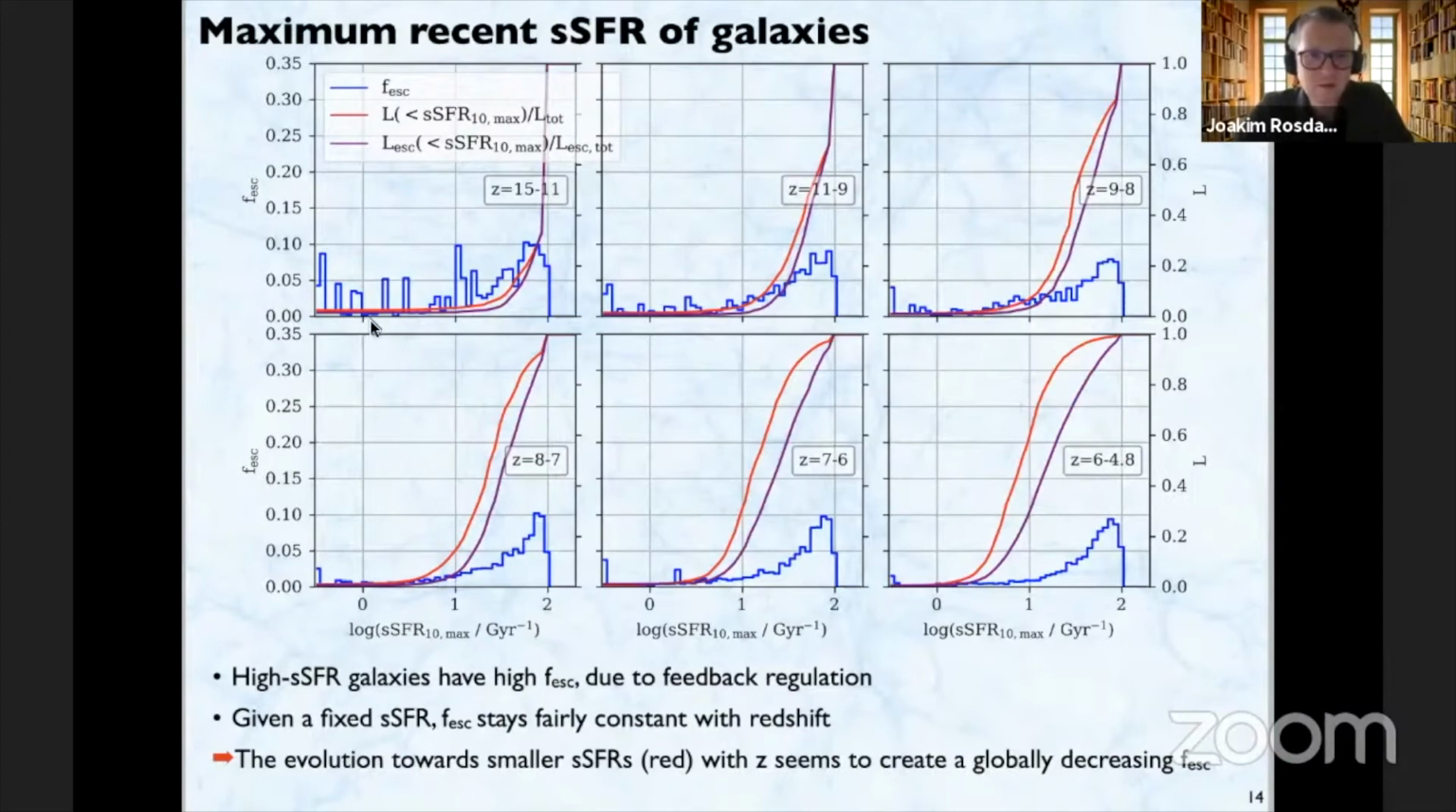If you look at the shape and the magnitude of this relation now, it pretty much stays constant over all redshifts, which really does indicate that what's regulating the decrease in escape fractions is just the shift of this red curve here from being dominant at high specific star formation rates at high redshifts to being dominated by galaxies with relatively low specific star formation rates at low redshift.